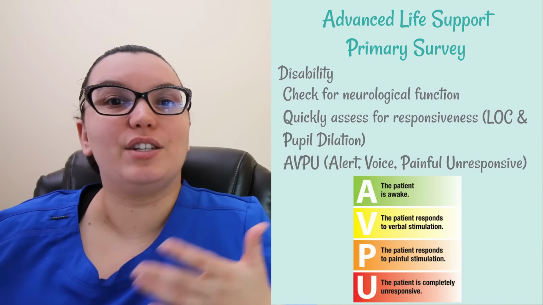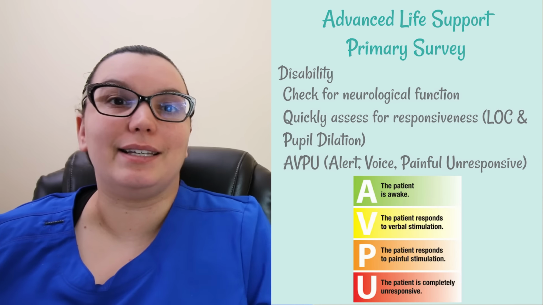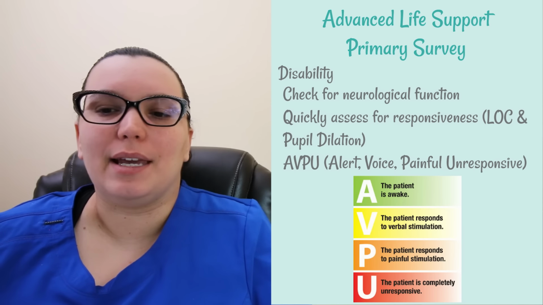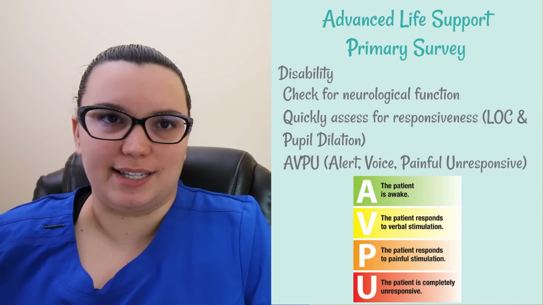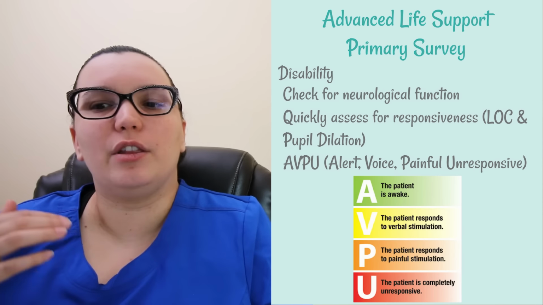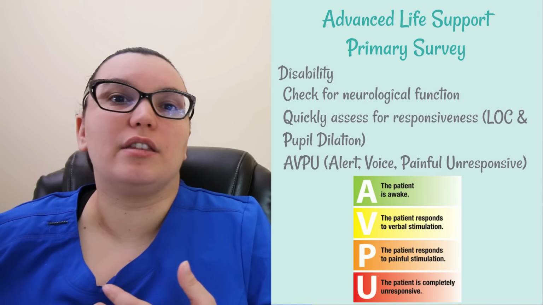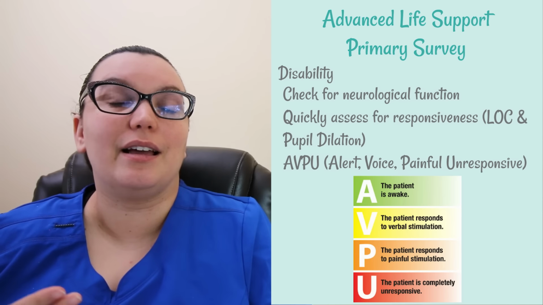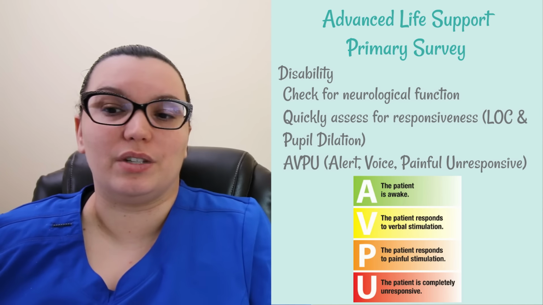So moving on into the D part of our A, B, C, D, E. So we've got disability. What exactly does that mean? We're checking for neurological status. We're making sure that we look at those pupils. We're making sure that they're dilated or they're fixed. We need to know those things. Those things ultimately tell us how the brain is perfusing.